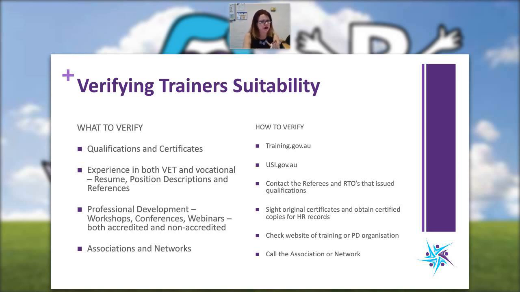You should also be verifying their experience in both the VET and vocational sector, so their qualification in TAE and also in the industry sector that they're delivering training and assessment. So you should be verifying the resume, ringing the referees, checking the position descriptions, and going through and checking that within their documentation.